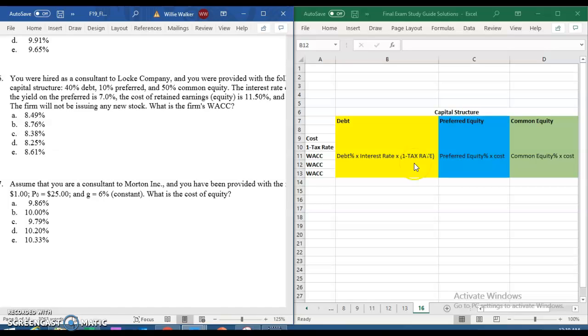deduction. Okay, we add our preferred equity percentage times our cost of that equity, and we add our common equity percentage times the cost of the common equity. So I'm just going to input the values that were given in the problem.